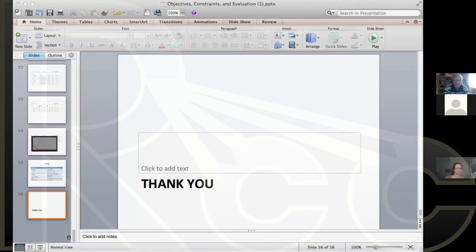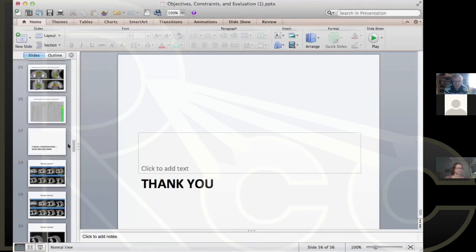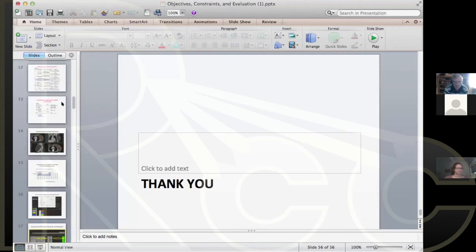Oh, good. Yeah, if you go back to that slide, it's the one that shows the differential and then the integral.